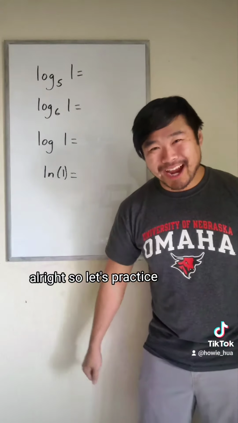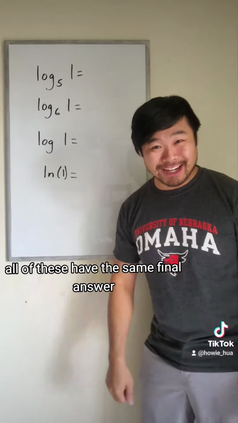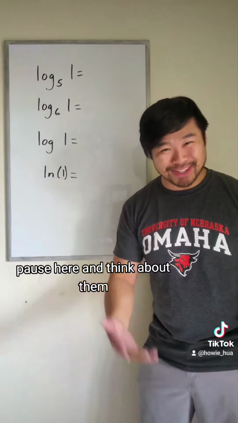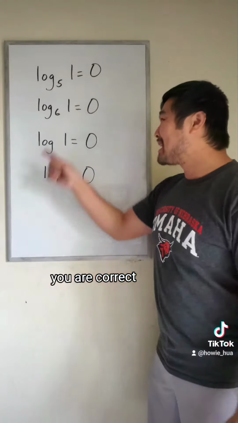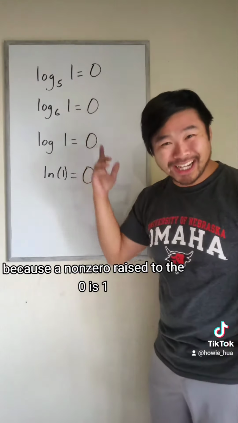All right, so let's practice. All of these have the same final answer. Pause here and think about them. If you said 0 for all of these, you are correct, because a non-zero number raised to the 0 is 1.